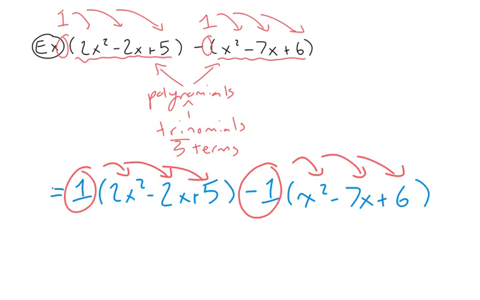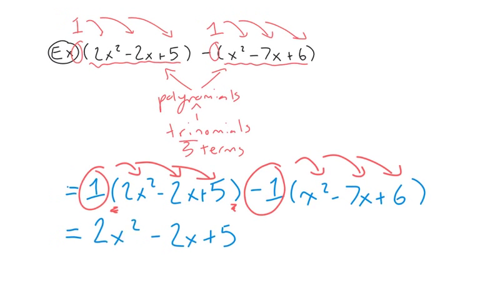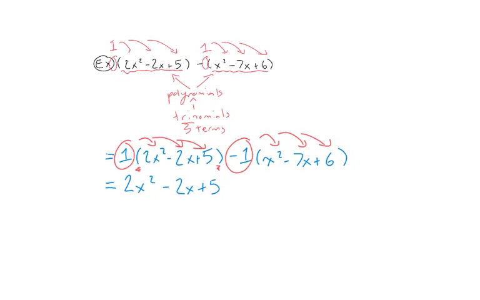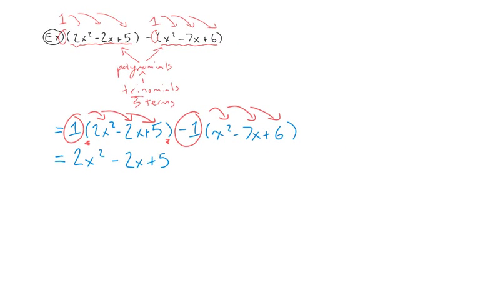Dealing with the first polynomial is very simple because anything multiplied by positive 1 stays exactly the same. That is 2x², subtract 2x, and this is positive 5. Once you've used the distributive property, you no longer need those brackets, and you can remove them. Dealing with the second polynomial is more complicated, and I'm going to have to show you my rough work.